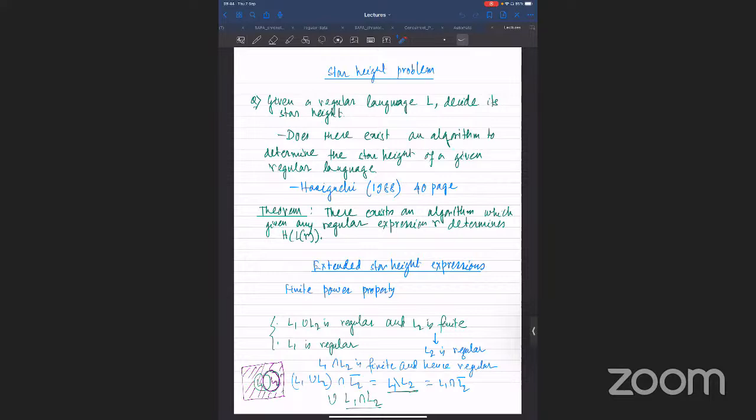What we mentioned is that this was a difficult problem which was open for a few decades, and finally it was solved, but it's a fairly non-trivial algorithm. In fact, there exists some algorithm. Also, we studied that there is a family of languages: for every natural number i, there exists a language such that the star height of that language equals that natural number. Clear? Today we are going to talk about the extended star height problem and also the finite power property.